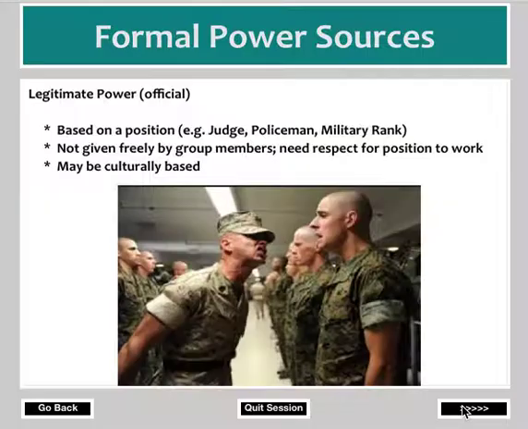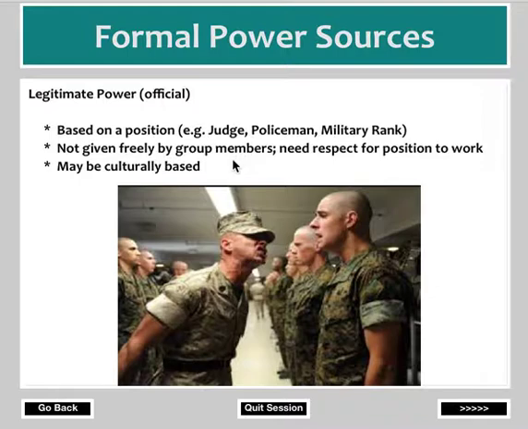The third form of formal power is legitimate power, or official power. There are certain roles or positions in our society where it doesn't matter what individual fills the role, it's the role itself that ascribes social authority or power. The examples here are a judge, policeman, military rank. Now, it's not given freely by group members, so it is a strong form of control, but not totally strong.